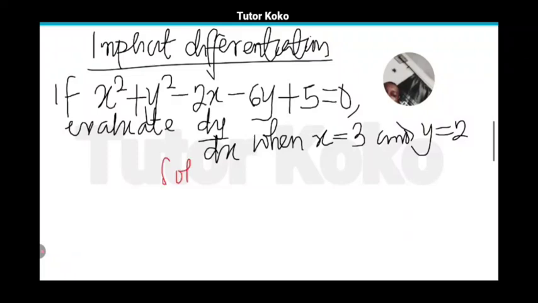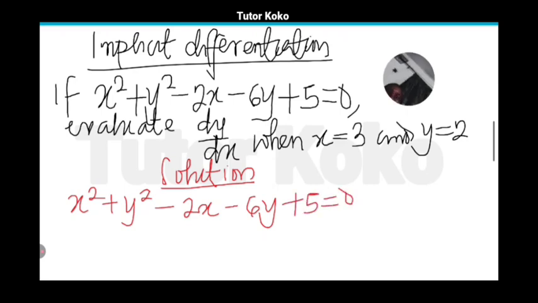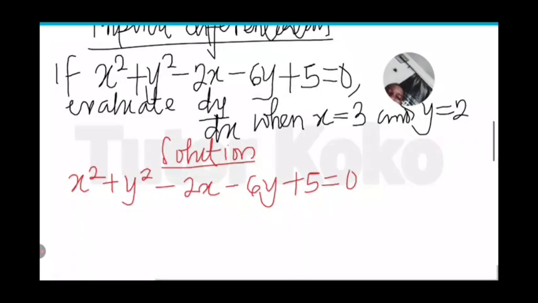Without wasting time, let's tackle that question. So here is the equation: x squared plus y squared minus 2x minus 6y plus 5 equals 0. If you check my previous video on implicit differentiation, I've already told you how to differentiate an implicit function. Let's differentiate x to the power of 2. It is going to give us 2x plus.